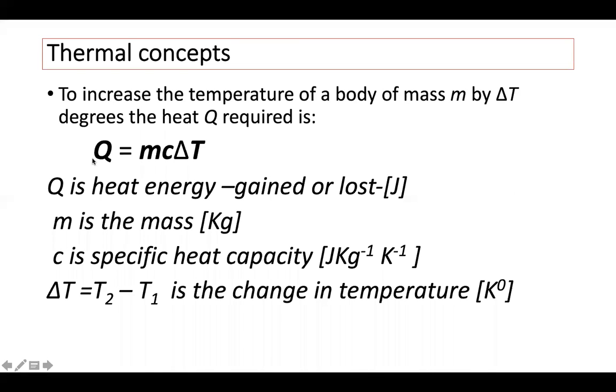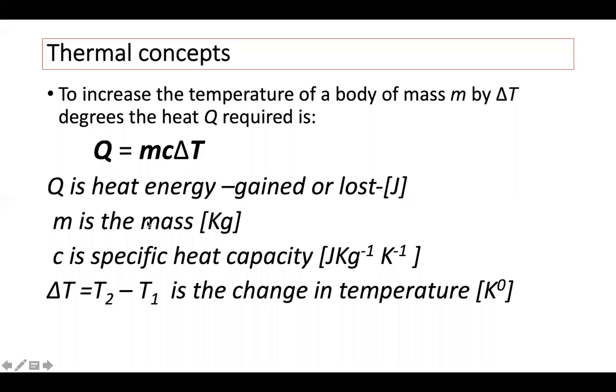M is the mass in kilograms. C is the specific heat capacity, and it's a fixed number for different particles. Each particle has its own specific heat. Delta T is the change in temperature, which means final temperature minus initial temperature. You have to know that the temperature must be taken in Kelvin, not in Celsius.